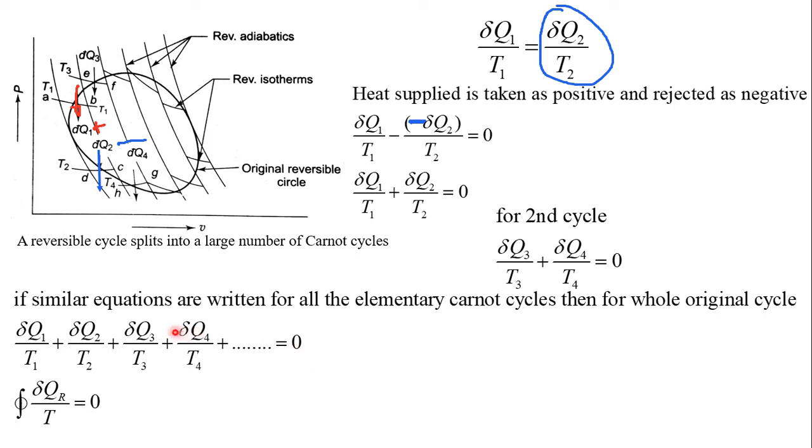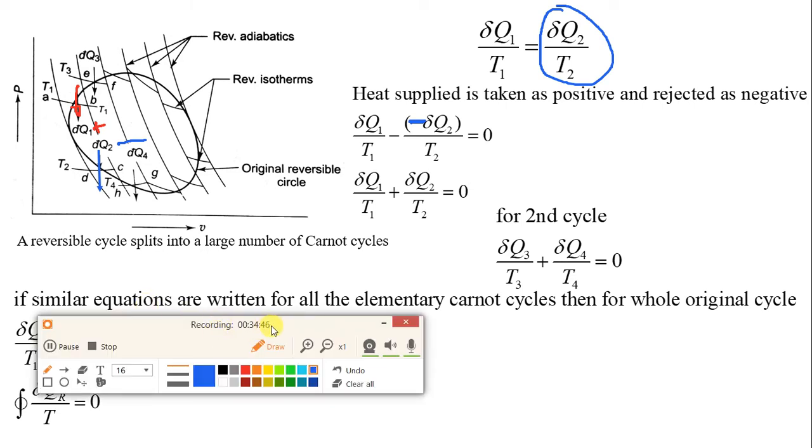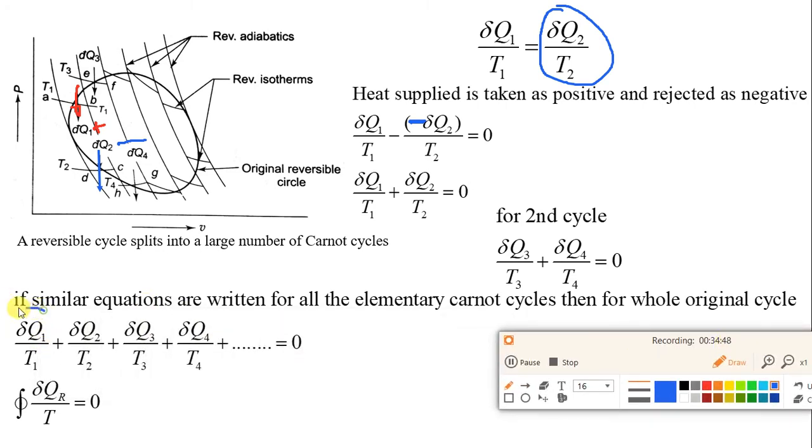Now if you consider this, okay, let me highlight this part. This consists of the first Carnot cycle. Similarly, this consists of what?